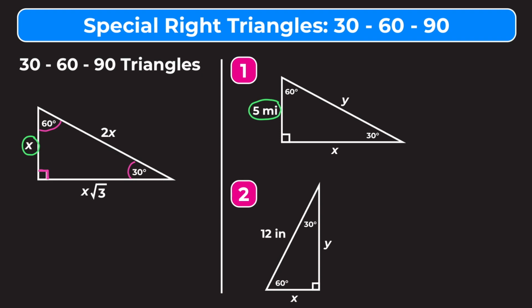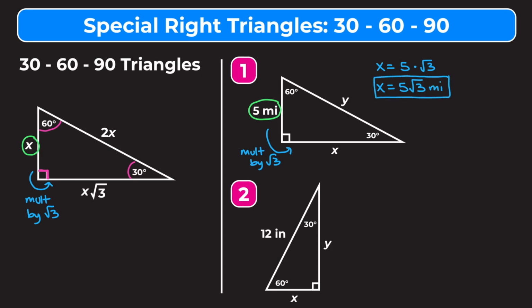So let's find x first. We're going to try to map this to the diagram on the left. If we're looking at the diagram on the left, we know that to get from this side measuring x to our longer leg, we have to multiply by the square root of 3. So over here, I'm going to write that x is equal to 5 times the square root of 3. And we can't really do much with that multiplication, so we're just going to write that x is equal to 5 root 3 miles.